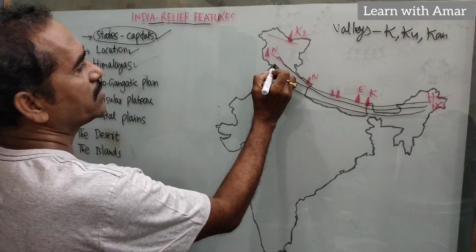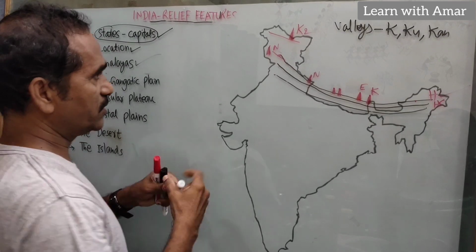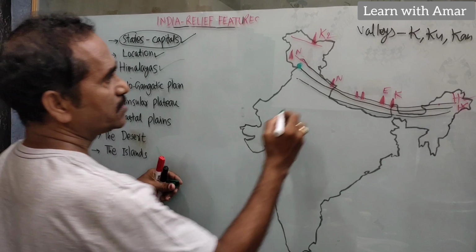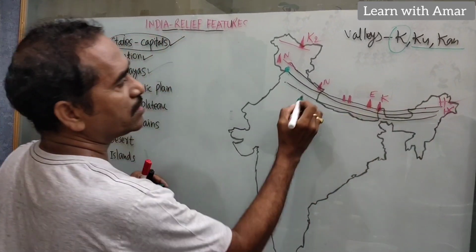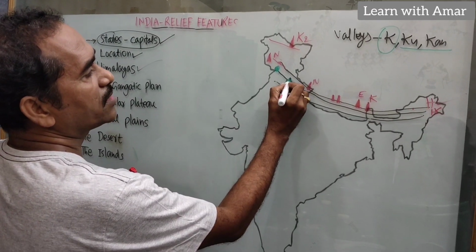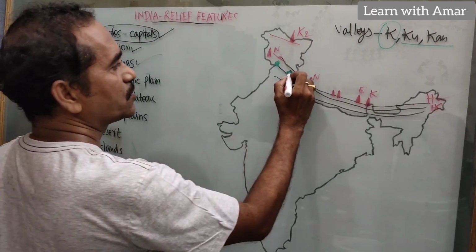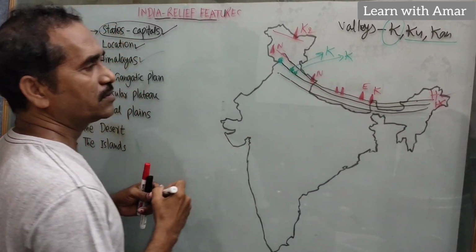Kashmir Valley we know already, it is located in Kashmir. Let's take one more ink. Kashmir, here Kashmir Valley, then Kulu and Kangra, these two are located in Himachal Pradesh. Here one is Kulu, other is Kangra. Kulu, you write like this, Kulu, there is Kangra.